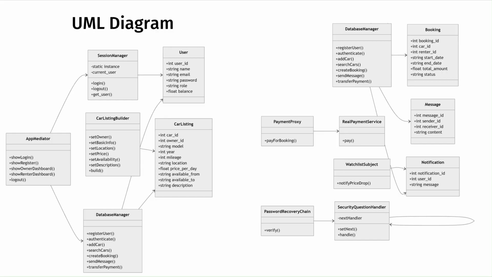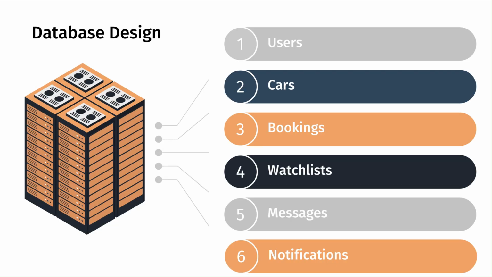This UML diagram shows the major classes in the system. The application contains domain classes such as user, car listing, booking, message, and notification. Additional classes implement the required design patterns. The database contains 6 primary tables. Users store authentication and security questions. Cars store listings. Bookings manage reservations. Watchlists support notifications, while messages and notifications support communication.